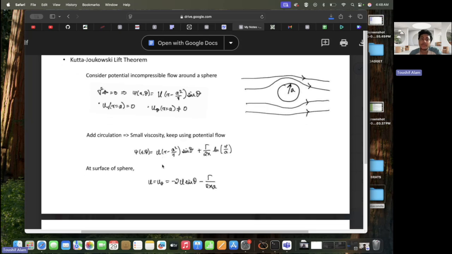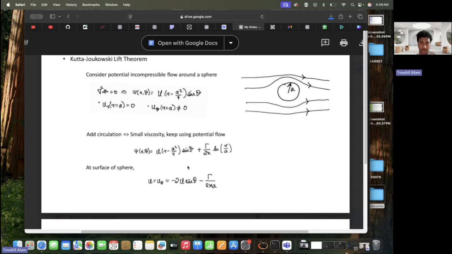So at the surface of a sphere where u is equal to u theta, at the surface where r is equal to a, you'll get that this is r minus a. Okay, and this is r equal to a. Then this will be gamma by 2 pi a, right?